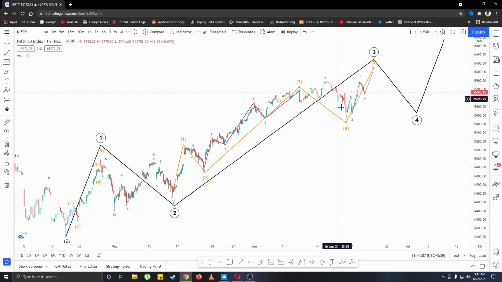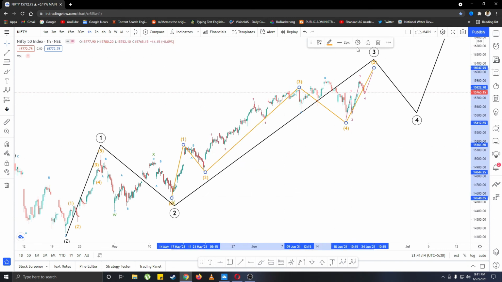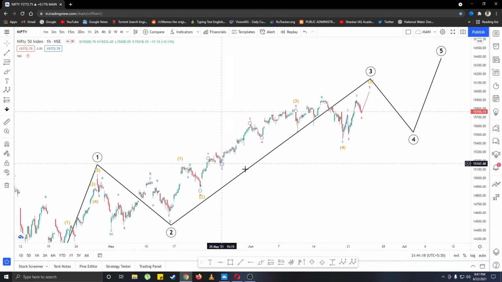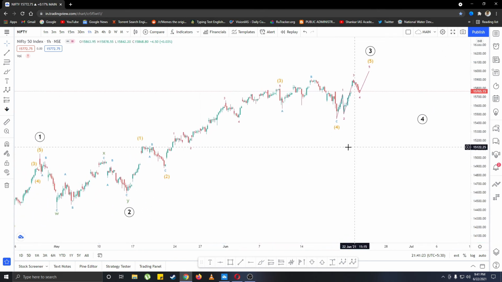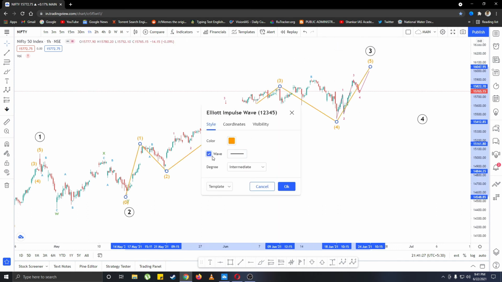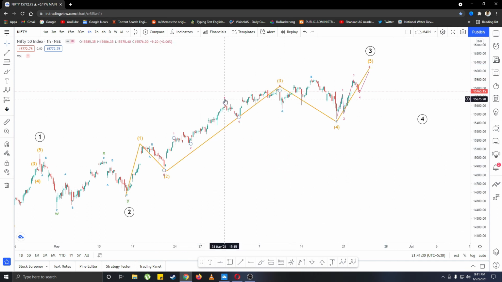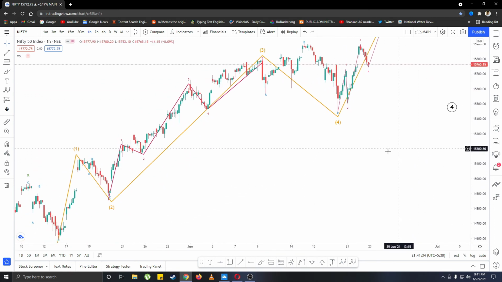And then we have an A, B, C correction and then further counting. Now if we look at corrections, in this wave 3 correction, if we remove this, if we look at these two waves and this wave right here, then according to me, within this third wave we had a 1, 2, 3, 4 and a 5.